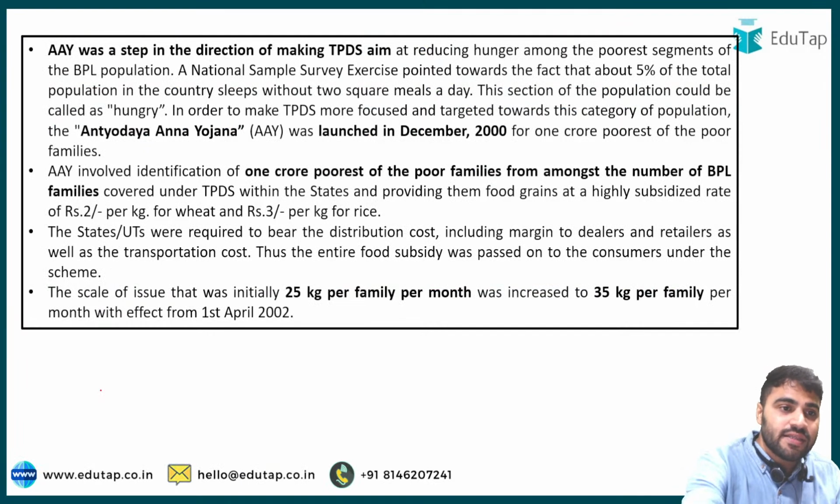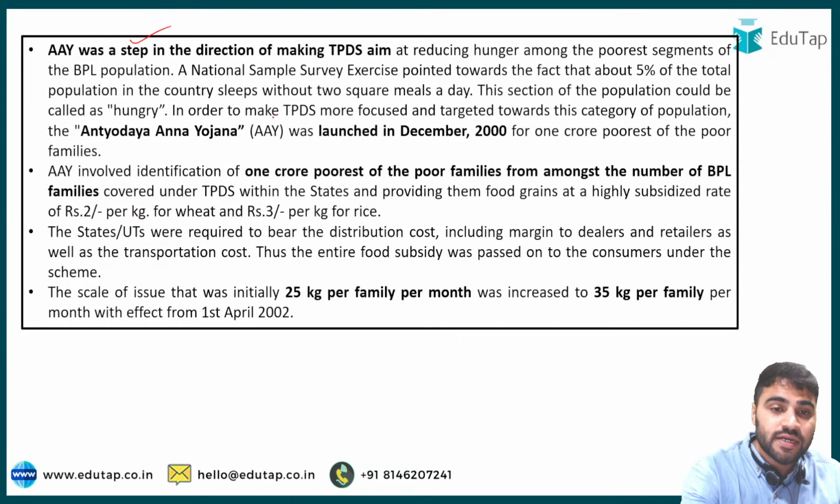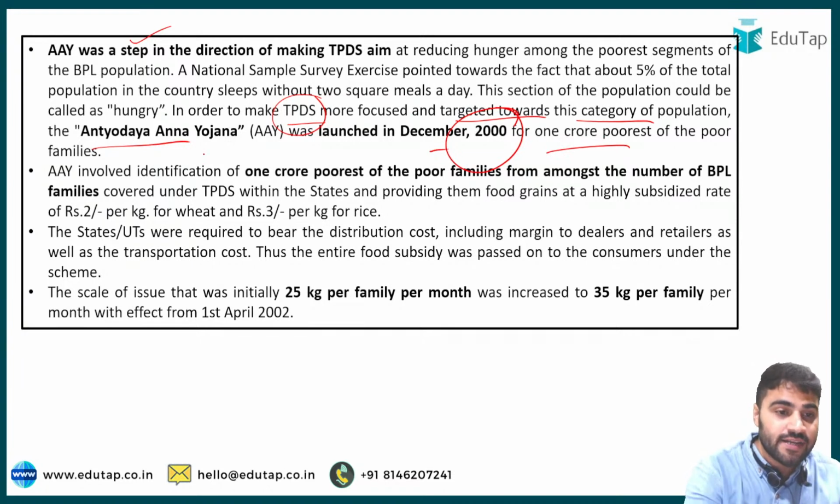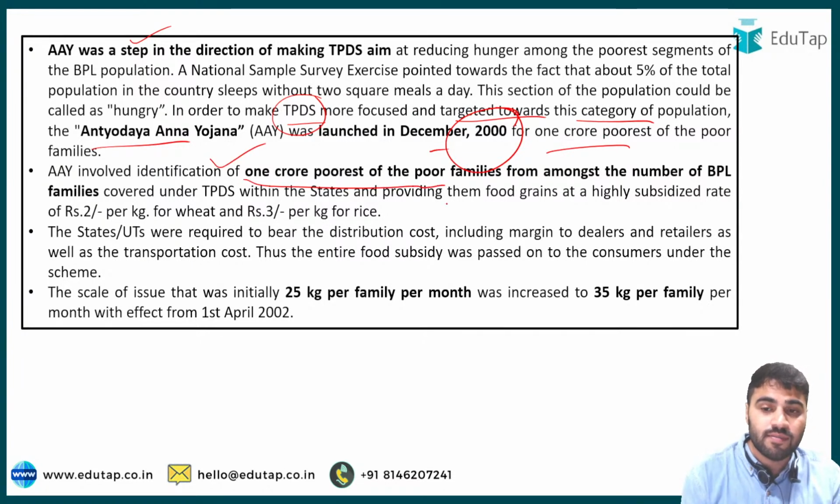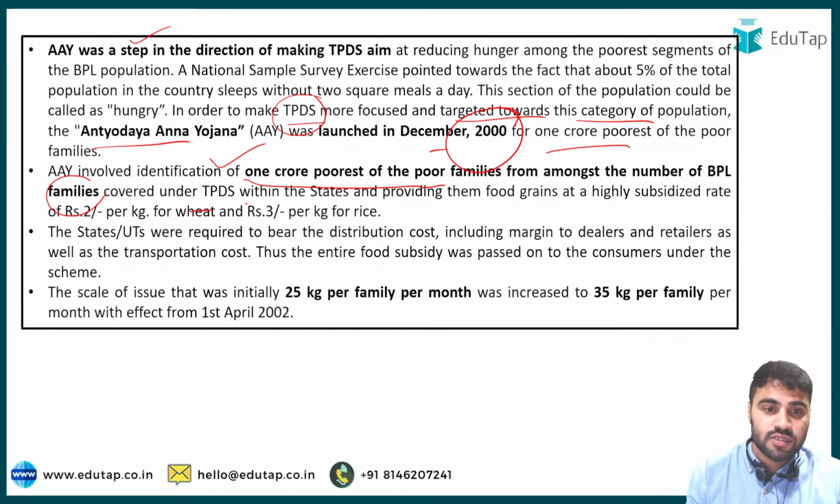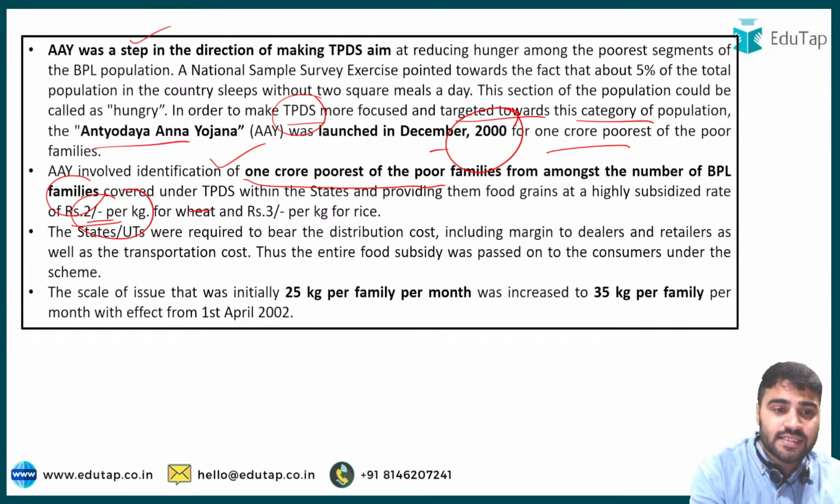So here you can read that AAY was a step in the direction of making TPDS aimed at reducing hunger among the poorest segments of the BPL population, right? So basically in order to make TPDS, that is targeted public distribution system, more focused and targeted towards this category of population, the Antyodaya Anna Yojana was launched in December 2000 for 1 crore poorest of the poor families. It involved identification of 1 crore poorest of the poor families from amongst the number of BPL families covered under targeted public distribution system. So this is also important that for them highly subsidized rates are available.